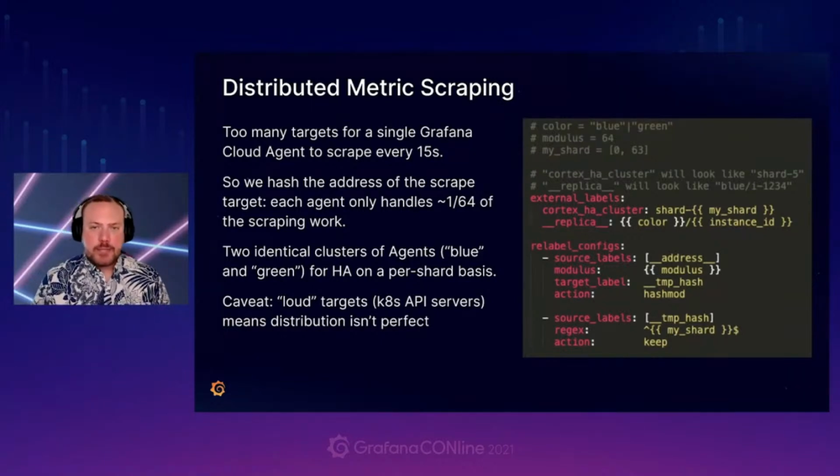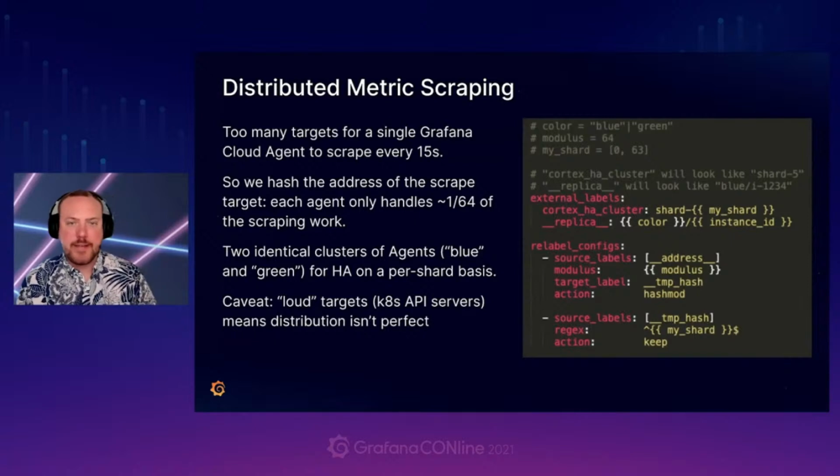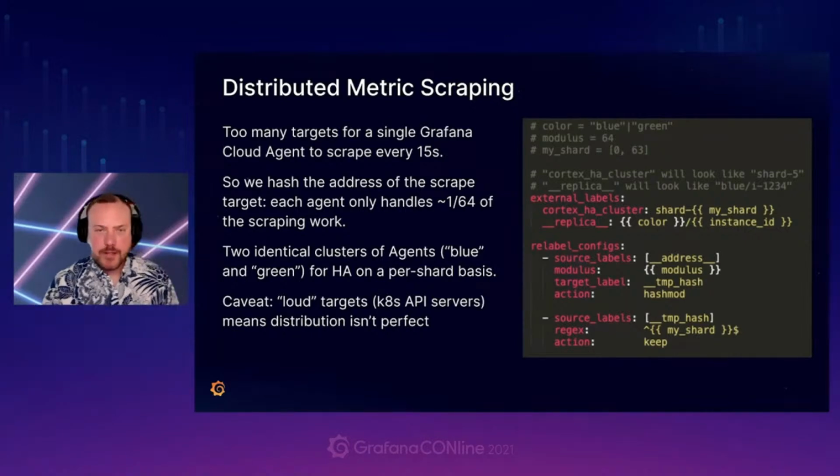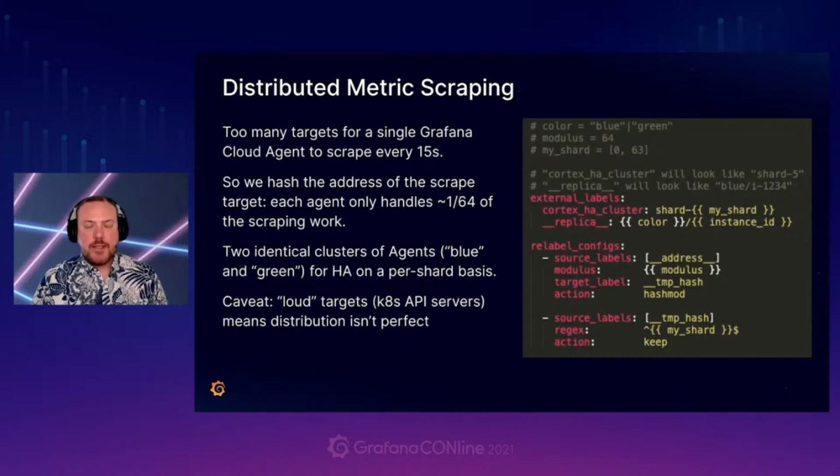The little known hash mod relabeling rule exists in the Prometheus code base. And this relabeling operation lets you do the seemingly pointless operation of hashing an arbitrary Prometheus source label and then writing it to an arbitrary target label. The trick here comes in this second relabeling rule. And that second rule, as you can see, is only going to keep metrics where the resulting hash matches the shard ID of the particular Grafana agent whose config is being looked at here.